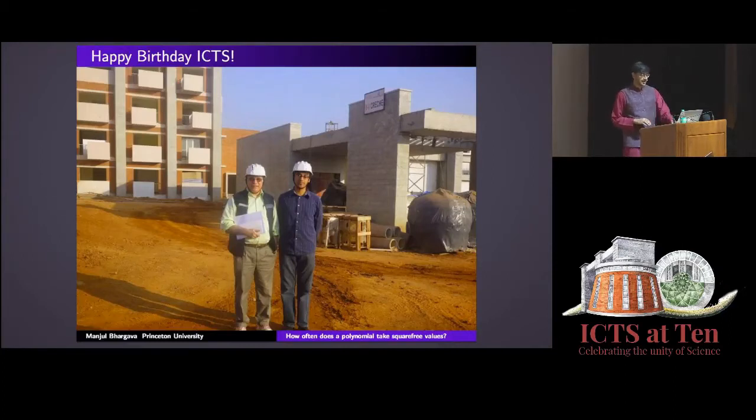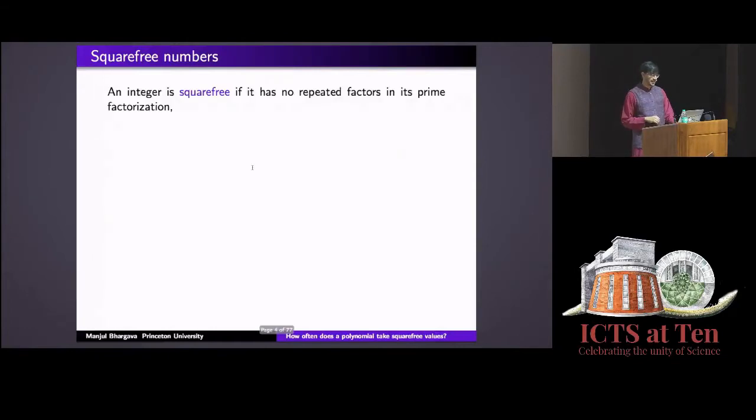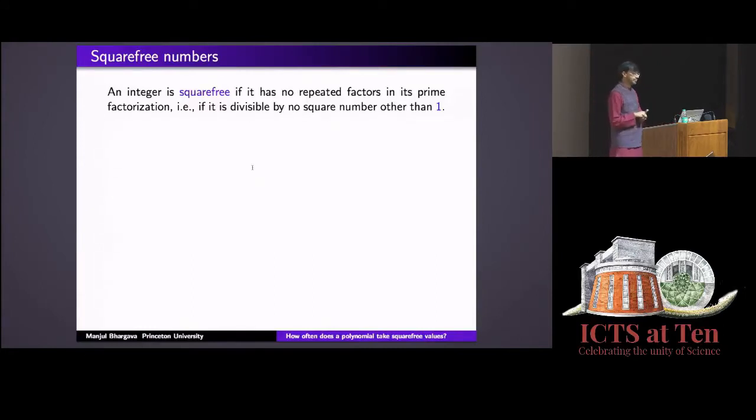So what I want to talk about today is the notion of a Squarefree number. This is a very fundamental notion in number theory. It's a property of whole numbers, the property of being square-free. So what does it mean to be square-free? Well, the name kind of explains it. An integer or a whole number is called square-free if it has no repeated factor in its prime factorization. So when you break it up into prime factors, no prime occurs more than once. Or another way to say that is that a number is square-free if it's not evenly divisible by any square number other than 1, of course. So that's the origin of the term square-free.